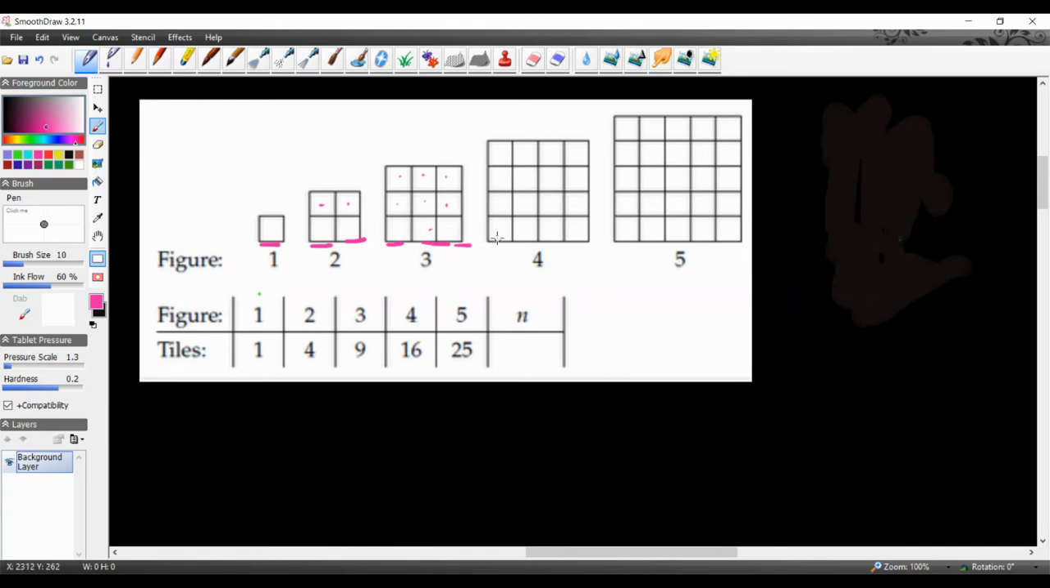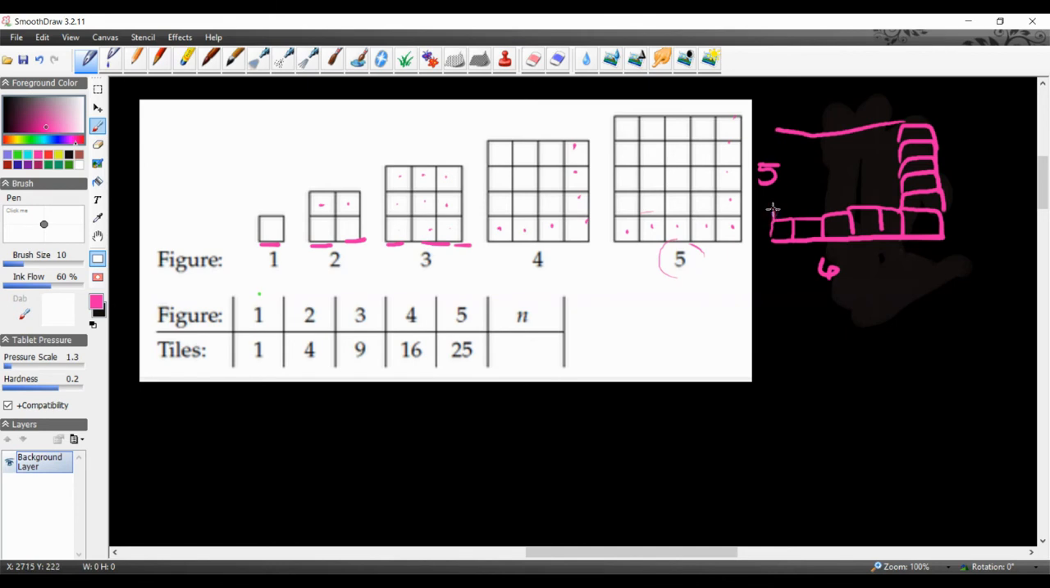With 4, now it's a 4 by 4 square. So 4 by 4 is 16. With 5, now it's a 5 by 5 square. So we're multiplying this number times itself to give me the total number down here. So if I was trying to find for 6 squares, I would have to do 1, 2, 3, 4, 5, 6, and then up 6. So 1, 2, 3, 4, 5, 6. That's a horrible square, but it would look something like that.